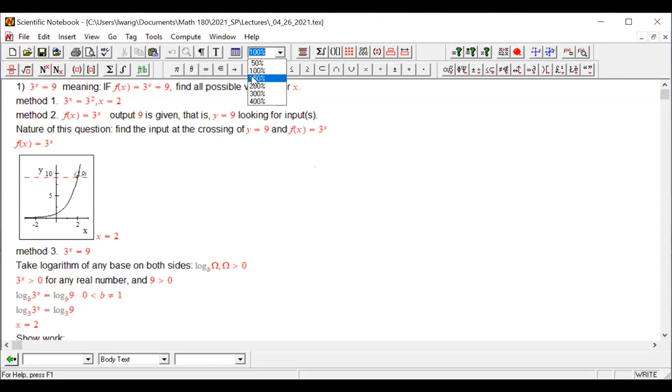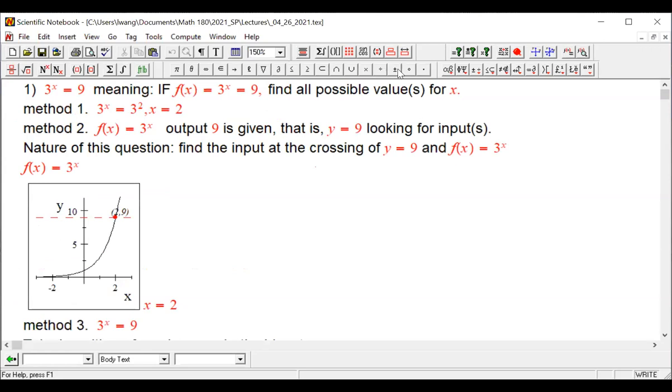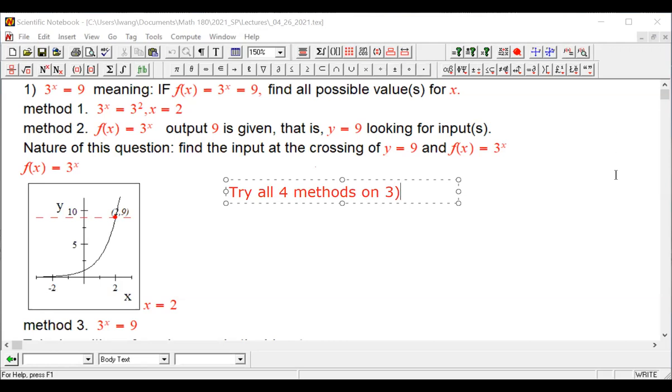Did you guys take the notes? Okay, so try all 4 methods on question number 3. You guys have question number 3 in front of you, do you? 2 to the power x equals 8. Reflect on its meanings.